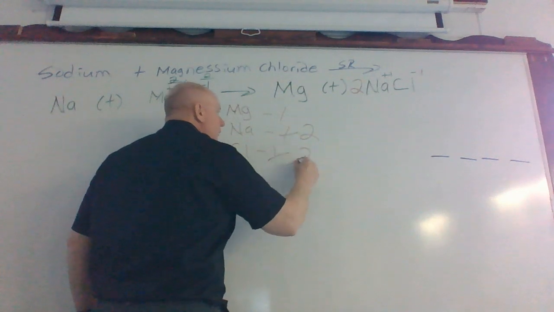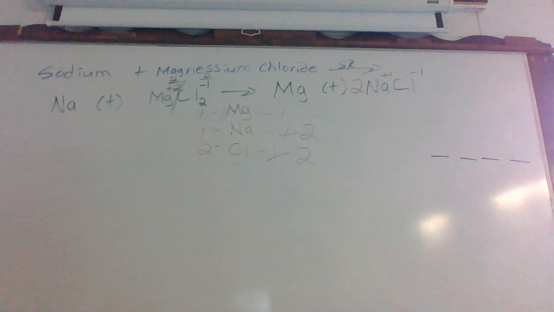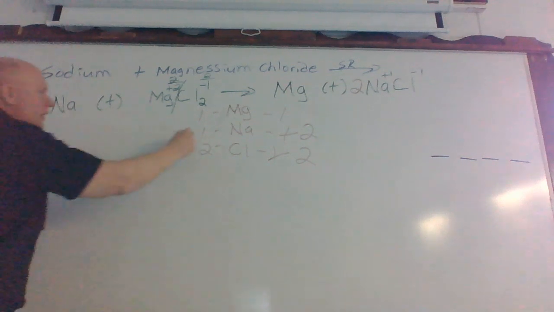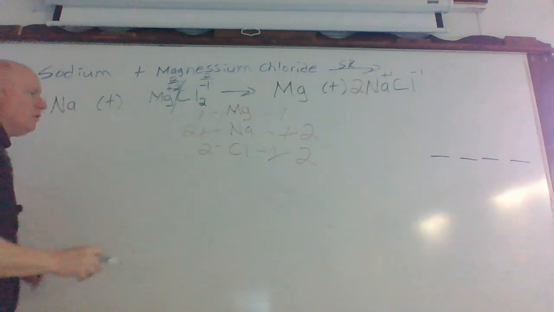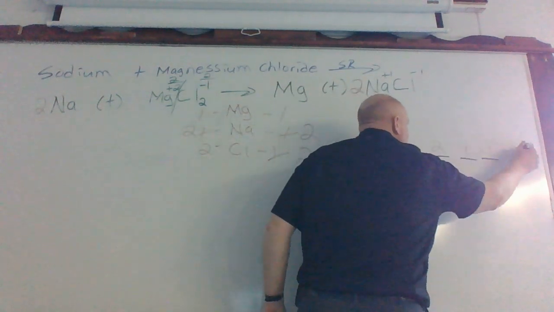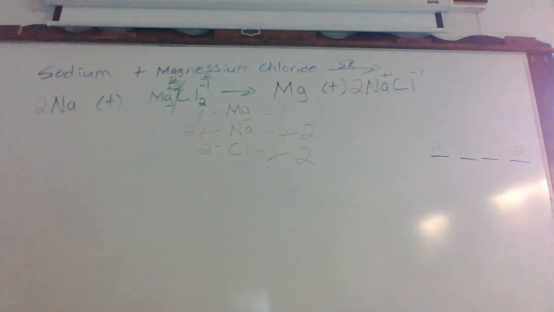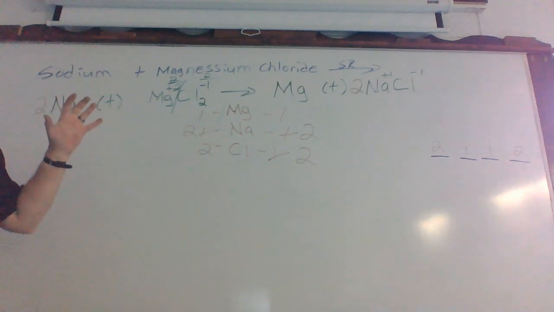And chlorines 2. Okay, well, doesn't look like we're getting any closer, does it? But that's an easy fix, because sodium on the left-hand side is all by itself. So what would we put in front of here? So upon doing that, now you've got them balanced. So what do we put in these blanks over here? 2, 1, 1, 2. Okay? Are we good? All right.